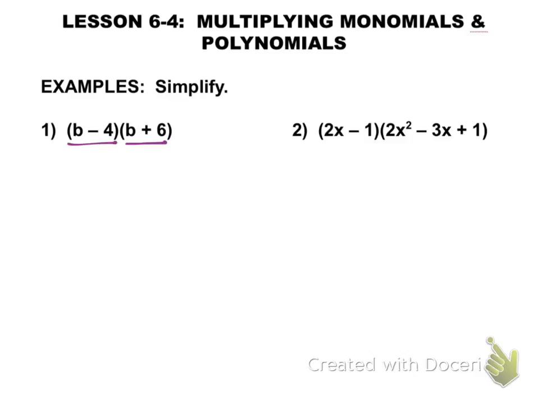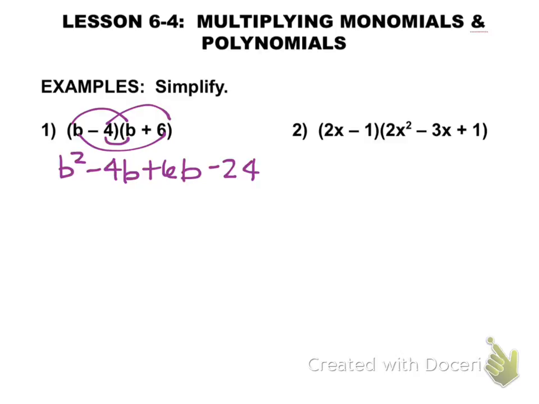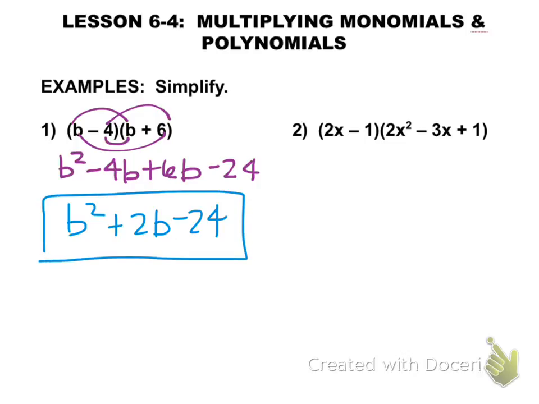When you have binomials, you do the FOIL method. B times B becomes B squared. Negative 4 times B is negative 4B. Outside, plus 6B. Last, we have negative 4 times 6, which is negative 24 here. So B squared plus 2B minus 24. That's your final answer. So remember, FOIL, binomial.